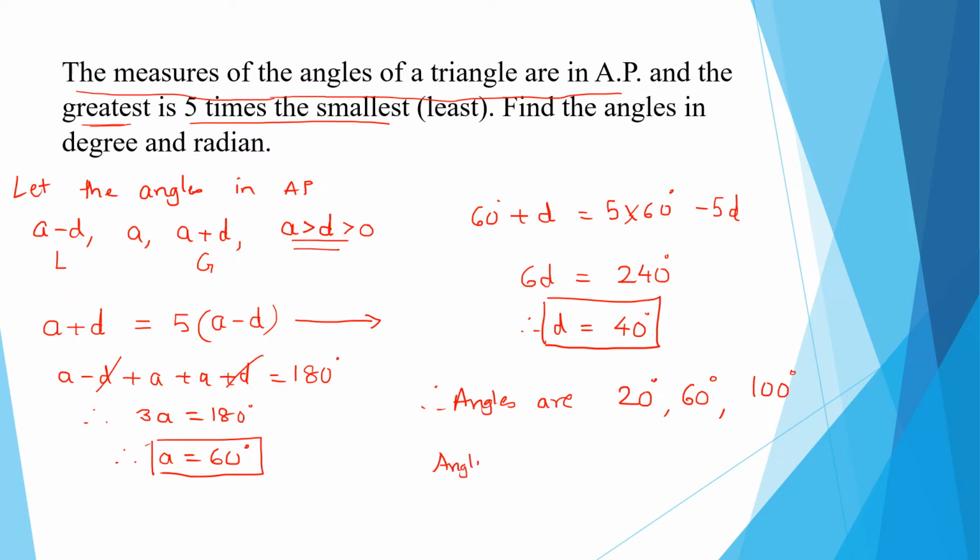Now angles in radian you will find. Convert degree into radian and write the answer. I'll just write the answer. You just check. It is pi by 9, pi by 3 and 5 pi by 9. The angles in radian will be pi by 9, pi by 3, 5 pi by 9. Okay.